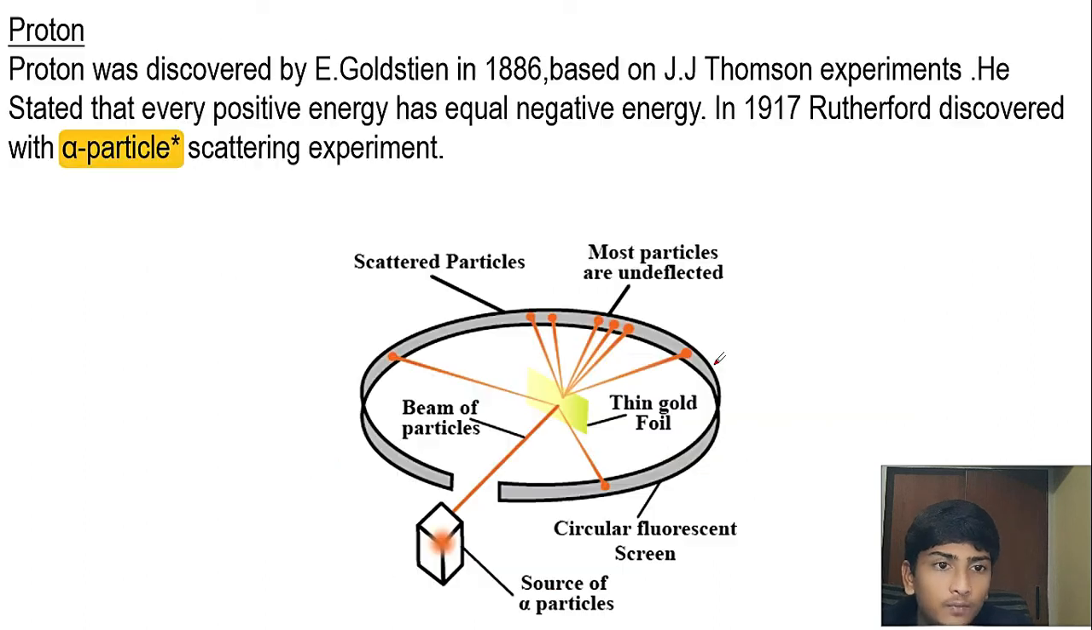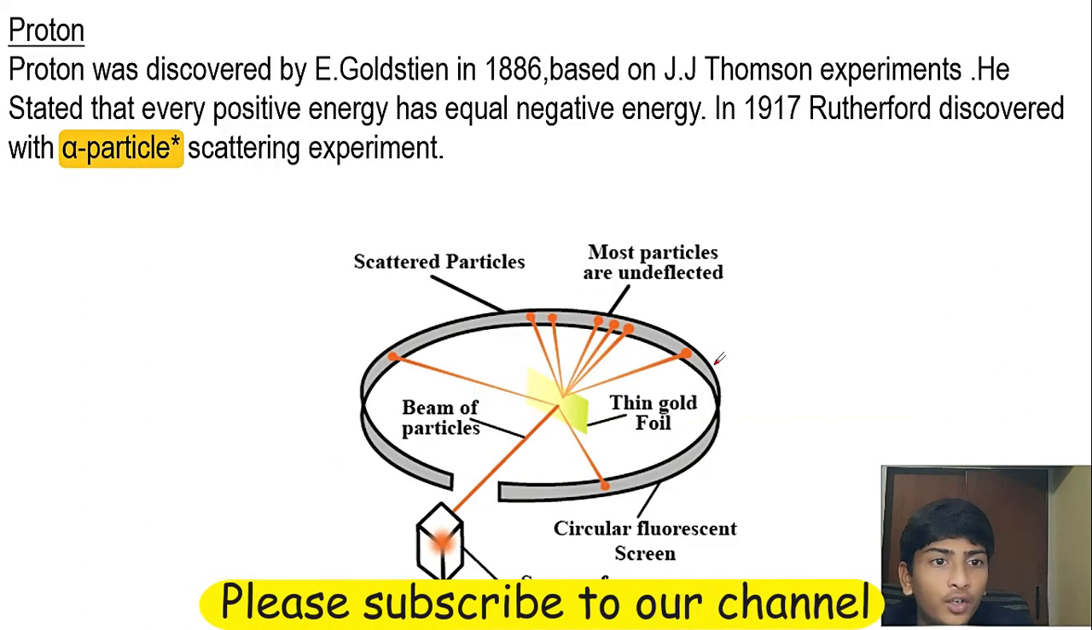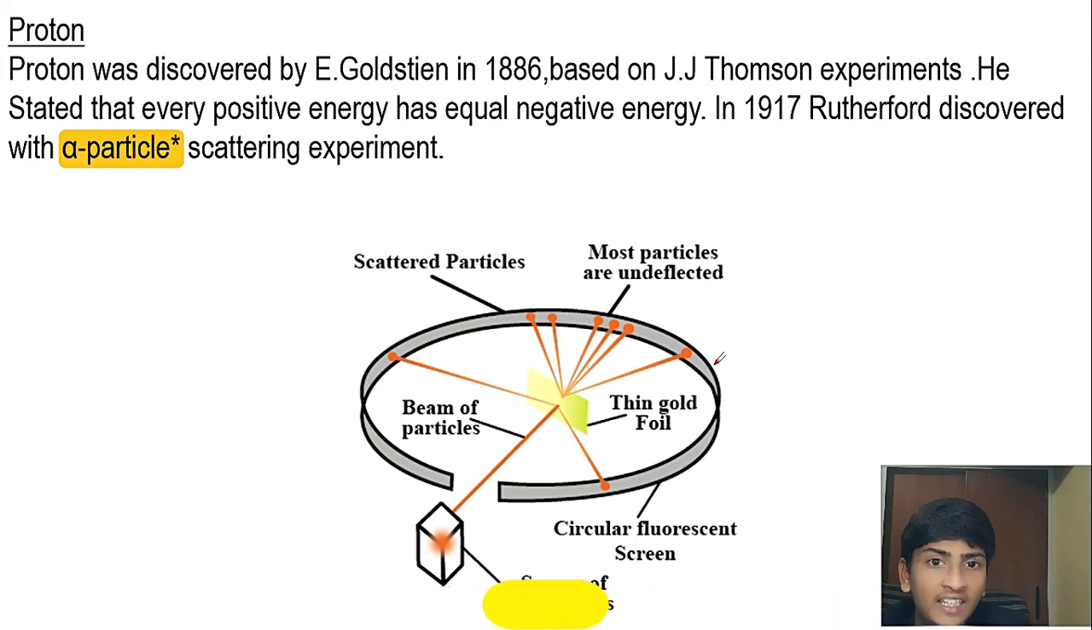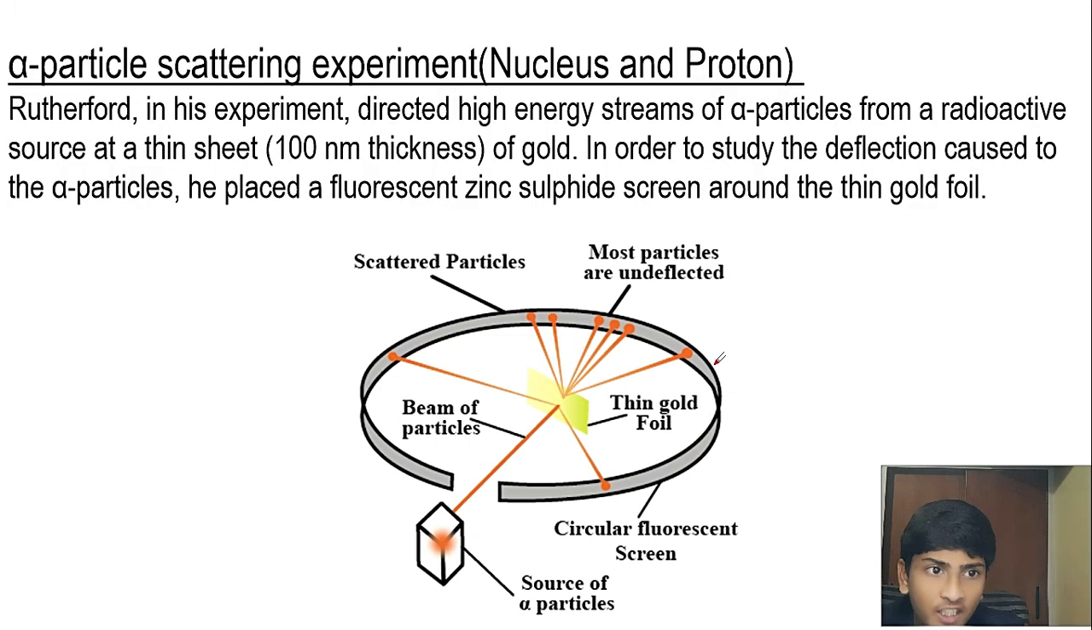Next, proton. Proton was discovered by E. Goldstein in 1886 based on J.J. Thomson's experiment. He stated that every positive charge has an equal negative charge. In 1917, Rutherford discovered or confirmed the proton with the alpha particle scattering experiment. Now let's know about the alpha particle scattering experiment. In this experiment, Rutherford found both the nucleus and the proton.